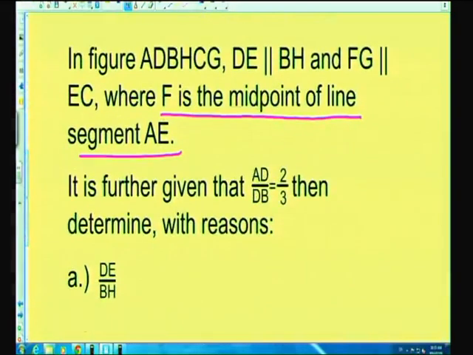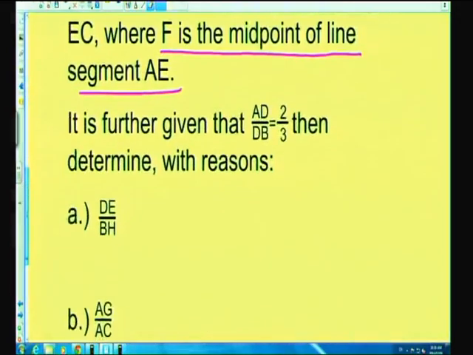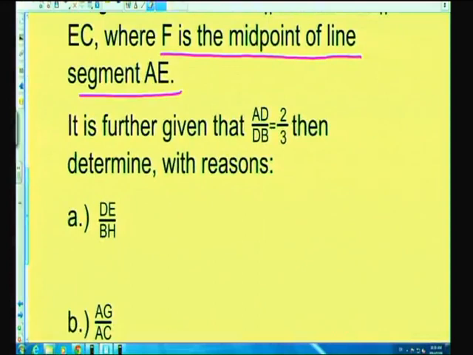Now, it is further given that AD to DB is 2 is to 3. Now remember, that's a ratio. So to make sure I don't get into trouble, I'm going to call this 2A, and I'm going to call this one 3A. That way I sort of placeholder it, and there's no real problem with it. Right, let's go down and see what else we've got here. Now they asked me to find DE to BH.